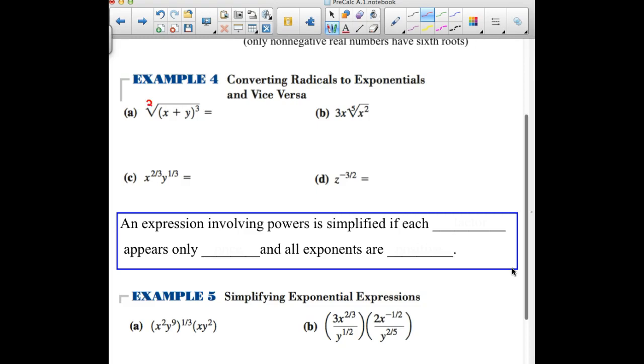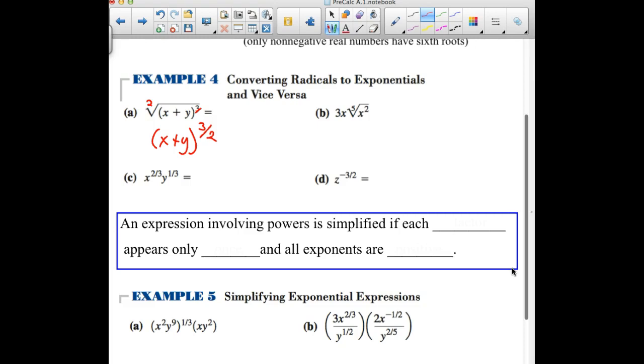So our index here is a 2, which means we have a root of 2, a square root, and we are cubing it. So we have this quantity x plus y. Its power is a 3, its root is a 2. That would be another way of writing that.